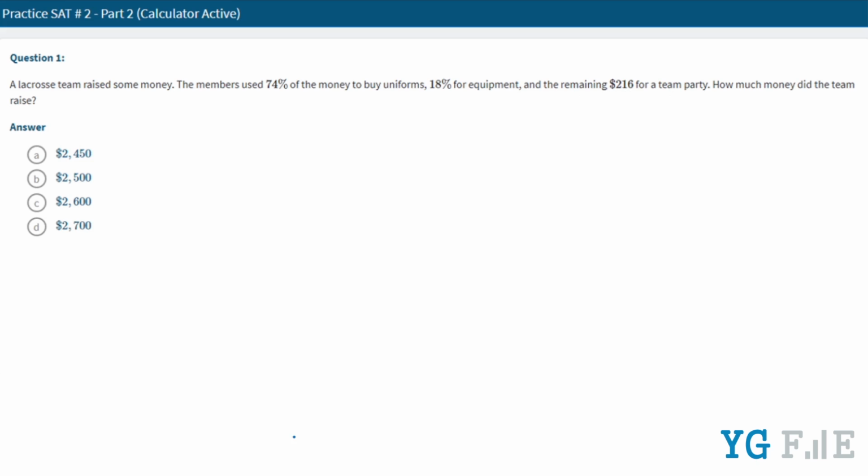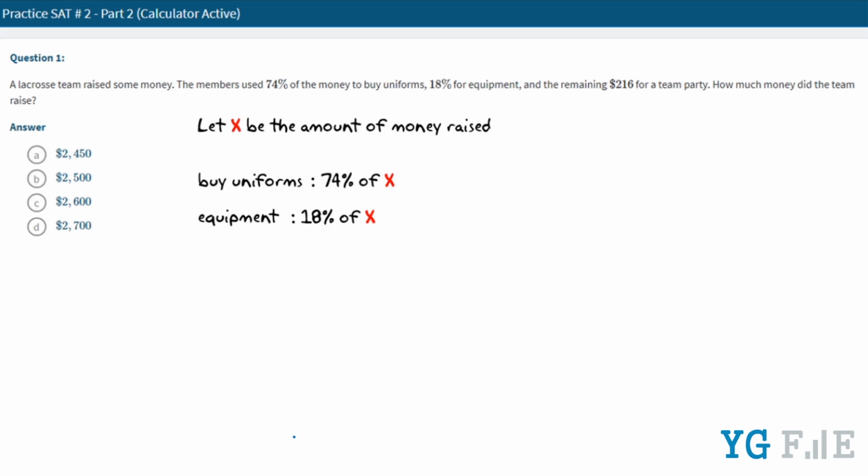Here we can let X be the amount of money raised by the team. So they use 74% of X to buy uniforms and 18% of X to buy equipment. We know that the remaining of the money is used for a team party.